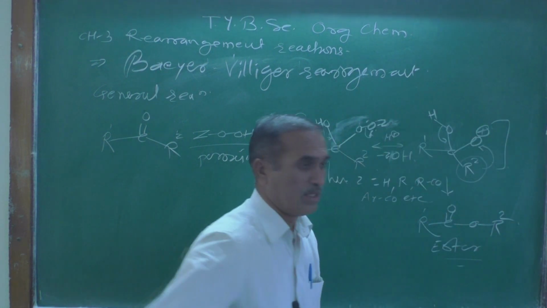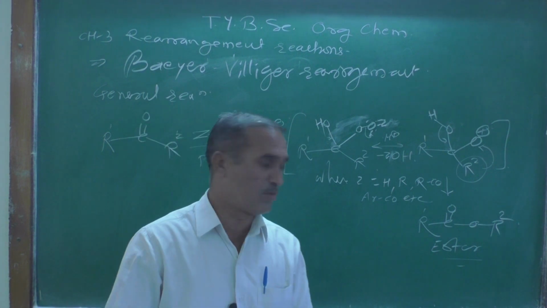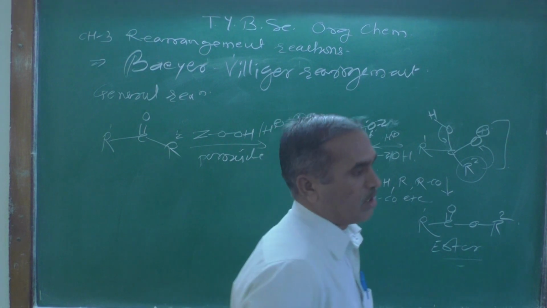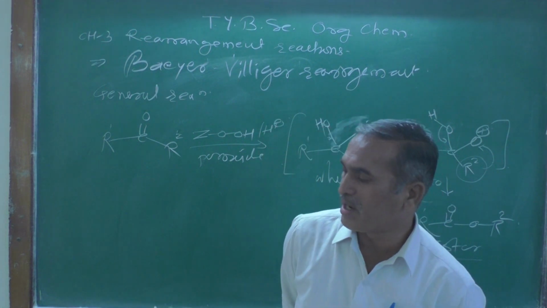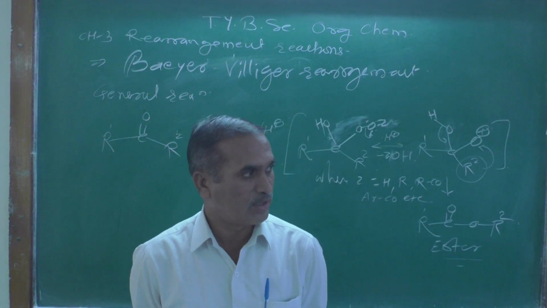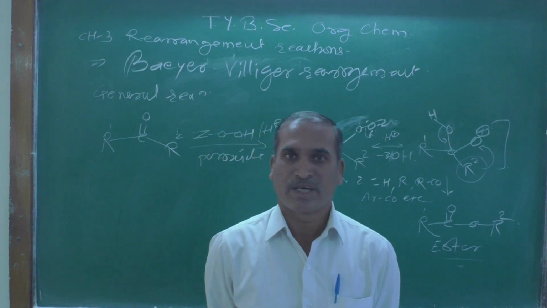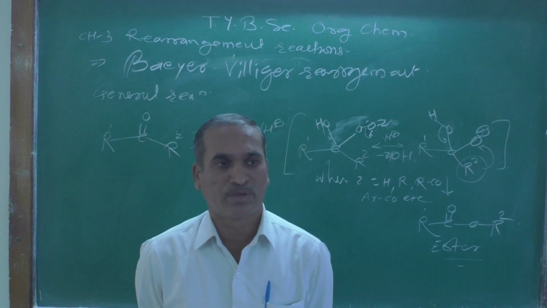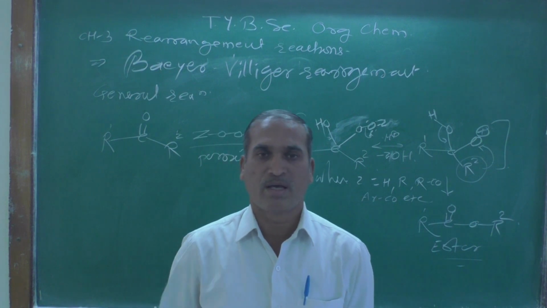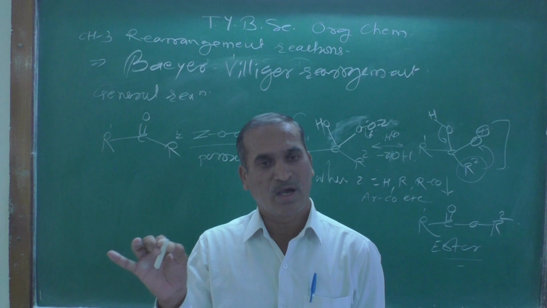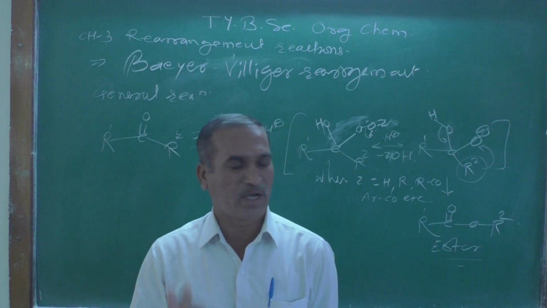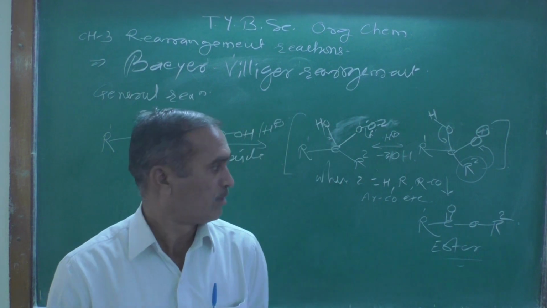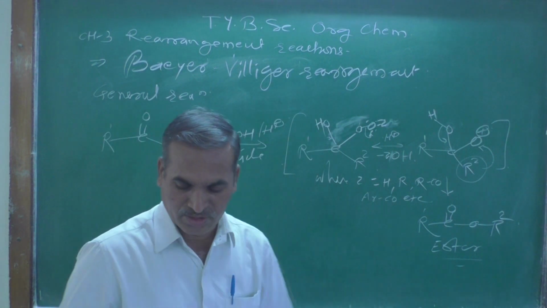As we know, an ester having a general formula R, C double bond O, R dash is known as an ester. Or in other words, we can define the ester: an organic compound having a general formula R, C double bond O, R dash is known as an ester. So this is the general definition of the ester.